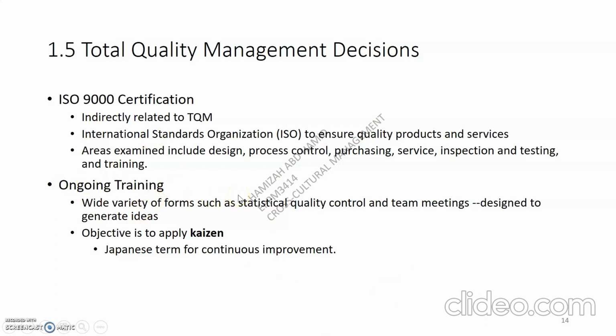This is when employees are given a wide variety of training in terms of statistical quality control and team meetings. This is designed to generate ideas. The objective is to apply the principle of Kaizen, which is a Japanese term for continuous improvement.